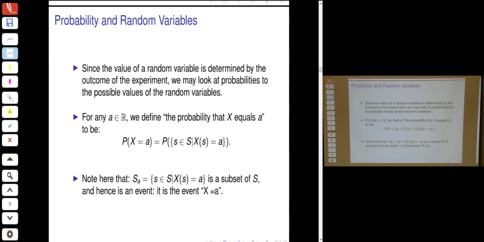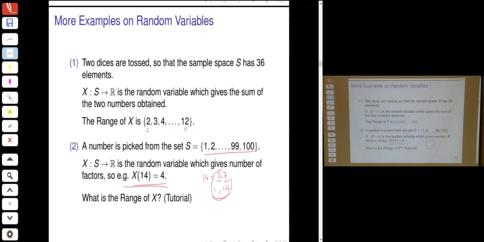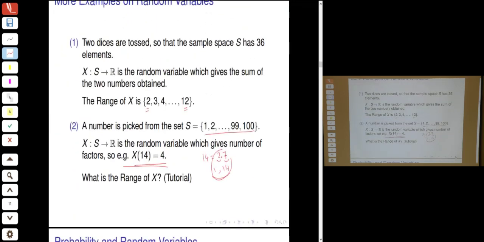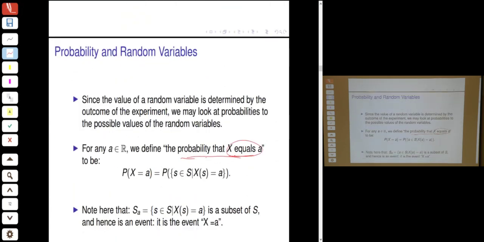So, here is another example. Since the value of a random variable is determined by the outcome of the experiment, we may look at probabilities of the possible values of the random variable. So for any possible value a of the random variable, we can consider the event that x equals a and consider the probability of that event. For example, in the previous slide, when we were talking about the sum of the outcomes of two dice, of course a possible outcome is 4. So you may ask for the probability of the event that the sum of the outcomes of the two dice is equal to 4.